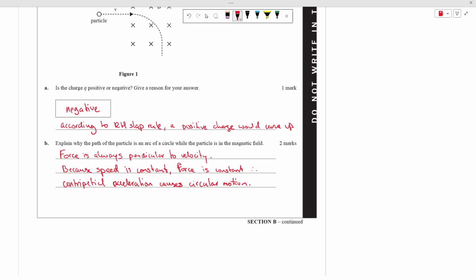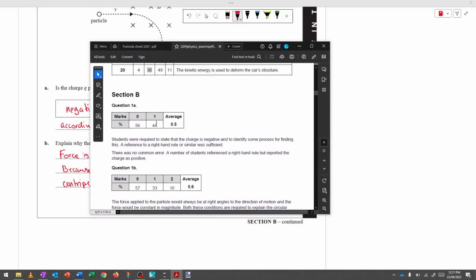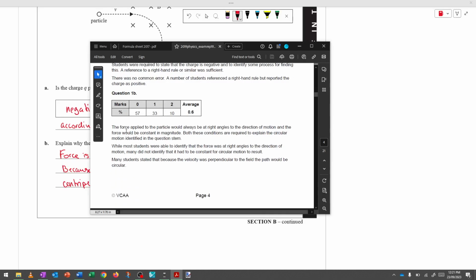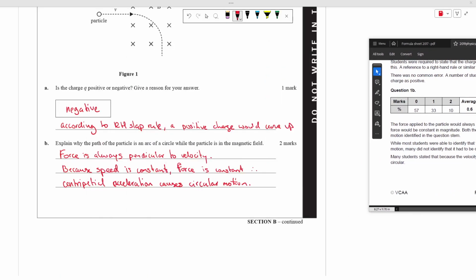Let's have a look at the exam report. So section B, there it is. Okay, yeah, so part A was negative. Part B, here we go. The force applied to the particle would always be at right angles to the direction of motion. We've stated that. And the force would be constant in magnitude. Yep, we stated that. Both of these conditions are required to explain the circular motion identified in the question stem. We did that. Let's keep going.